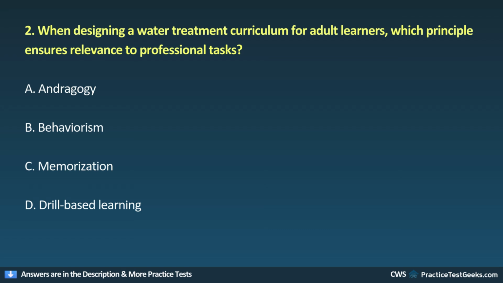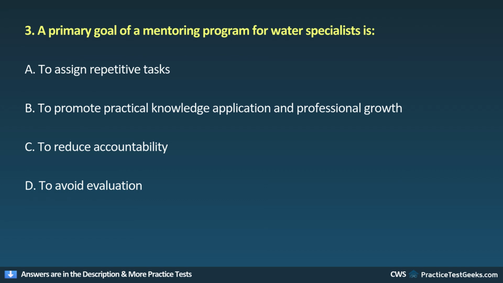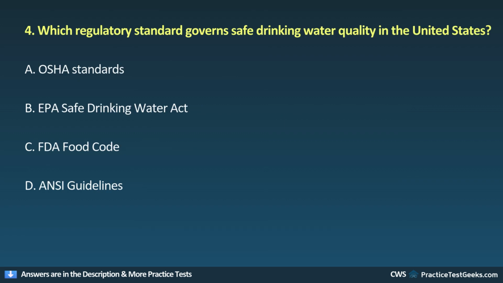Memorization. D. Drill-based learning. 3. A primary goal of a mentoring program for water specialists is A. To assign repetitive tasks. B. To promote practical knowledge, application, and professional growth. C. To reduce accountability. D. To avoid evaluation.